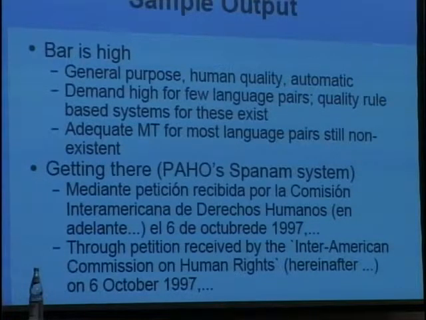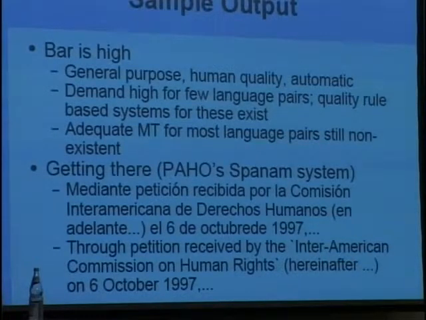You want something that's general purpose, not limited to, say, making a flight, but something that can translate any sort of domain of interaction. You want it to be human quality, just the tiniest thing that's off will really stick in your mind, and automatic, so you don't want to hire all these linguists to generate these systems. The demand is very high for a few language pairs, English to Arabic, or English to Spanish, or between different European Union countries. But adequate MT for most language pairs is still non-existent.